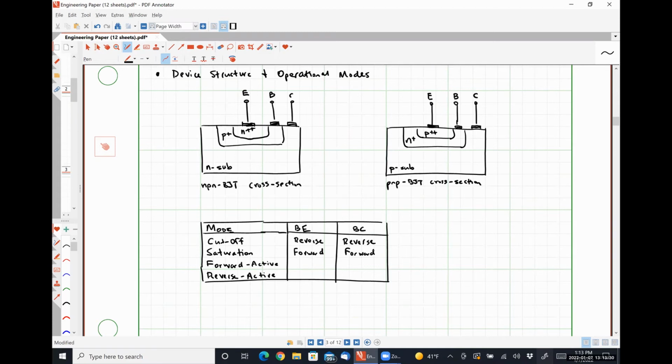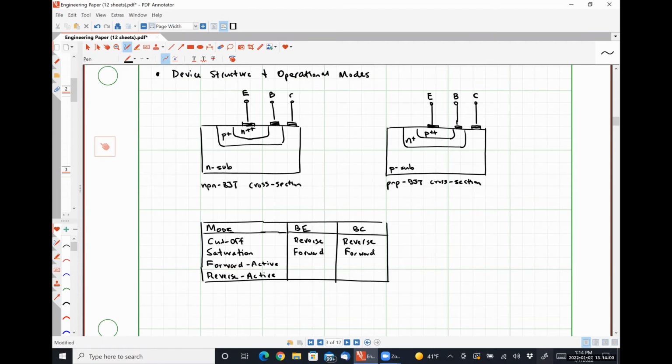And so cutoff and saturation together, effectively fully off or fully on, if you will, are how BJTs are used in digital circuits. It's a switch, right? Either the junction is completely turned off or the junction is completely turned on, or the combination of junctions are completely turned on, allowing current to flow through. So these two guys are used in digital applications.